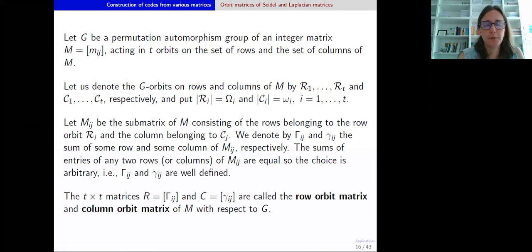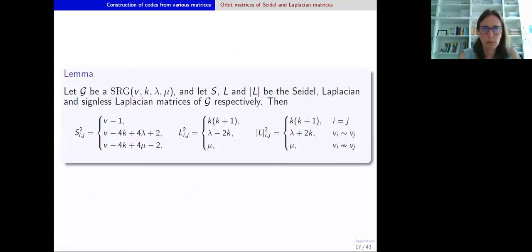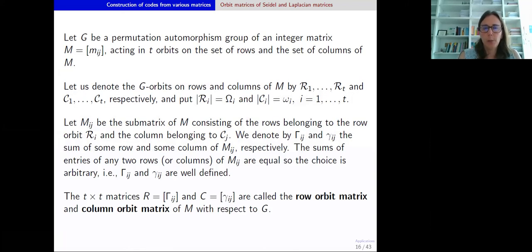Just to remind you, when we were speaking about incident structures, we were watching the G orbits on points and blocks. Here, this is more general. And this definition is actually collecting the points and blocks as rows and columns, or vertices of strongly regular graphs. Okay, so this is something we introduced because we needed these matrices. Why? Because we saw that they have very nice properties in techniques for obtaining nice codes.